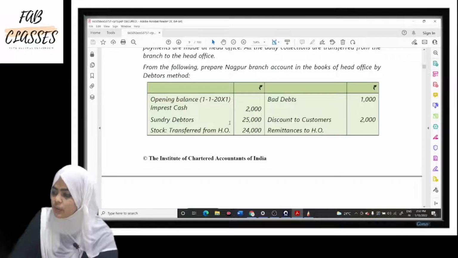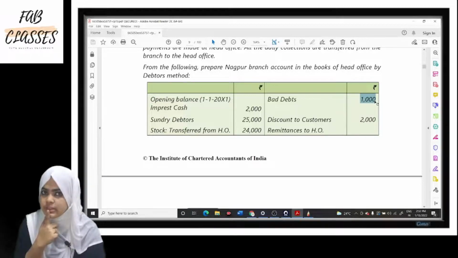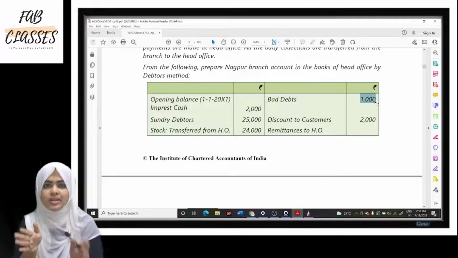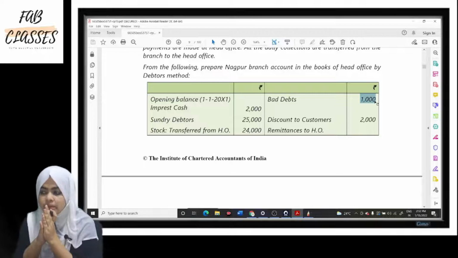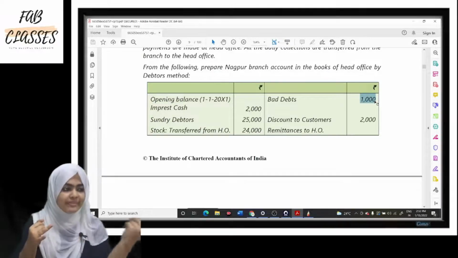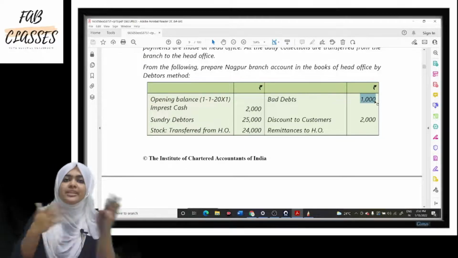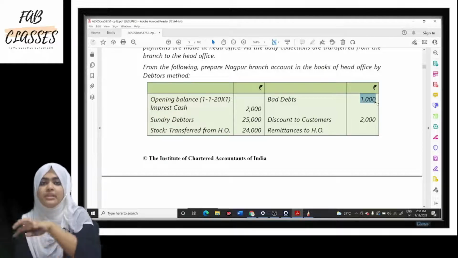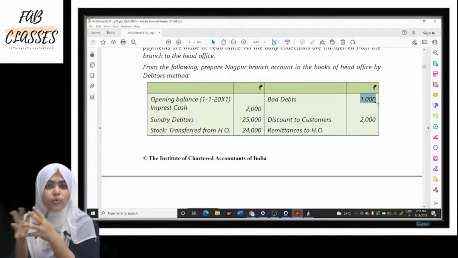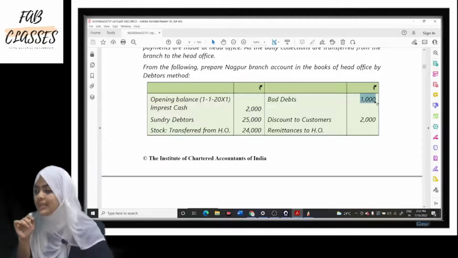Okay, so this side everything is completed, right? So now let's have a look at the next side. Bad debts 1,000 rupees. So remember the format of debtors method. Does bad debt 1,000 rupees come into the picture anywhere? No, right? What comes in this debtors method is the opening balance of assets and liabilities. Then any goods sent from head office to branch, any goods returned from branch to head office, any payment made by the head office to branch, and any remittance made by the branch to head office, and the closing balance of the assets and liabilities would come into picture, right? So nowhere do bad debts come into the branch accounts. So we don't need to take bad debts.